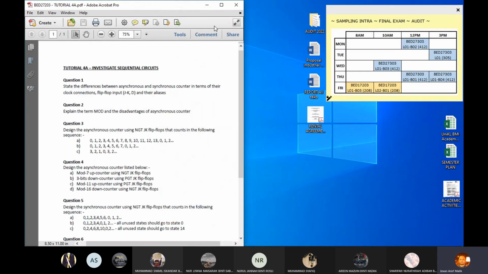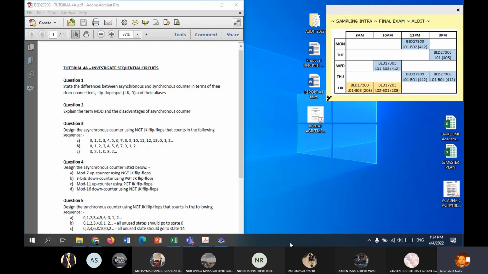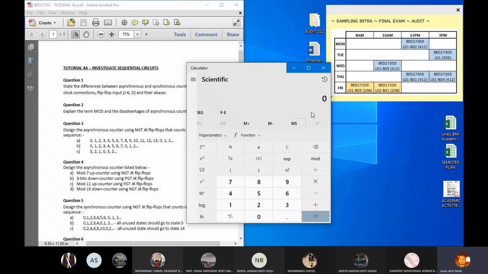Okay, next one is 3210. So down counter 3210. So 3210, we have to determine the number of flip-flops to be used. Punca kuasa 3, square root of 3, kita akan dapat around 1 point something lah. Okay, square root of 3, punca kuasa 3, dan kita akan dapat 1.7. So meaning that we are going to need 2 flip-flops lah.